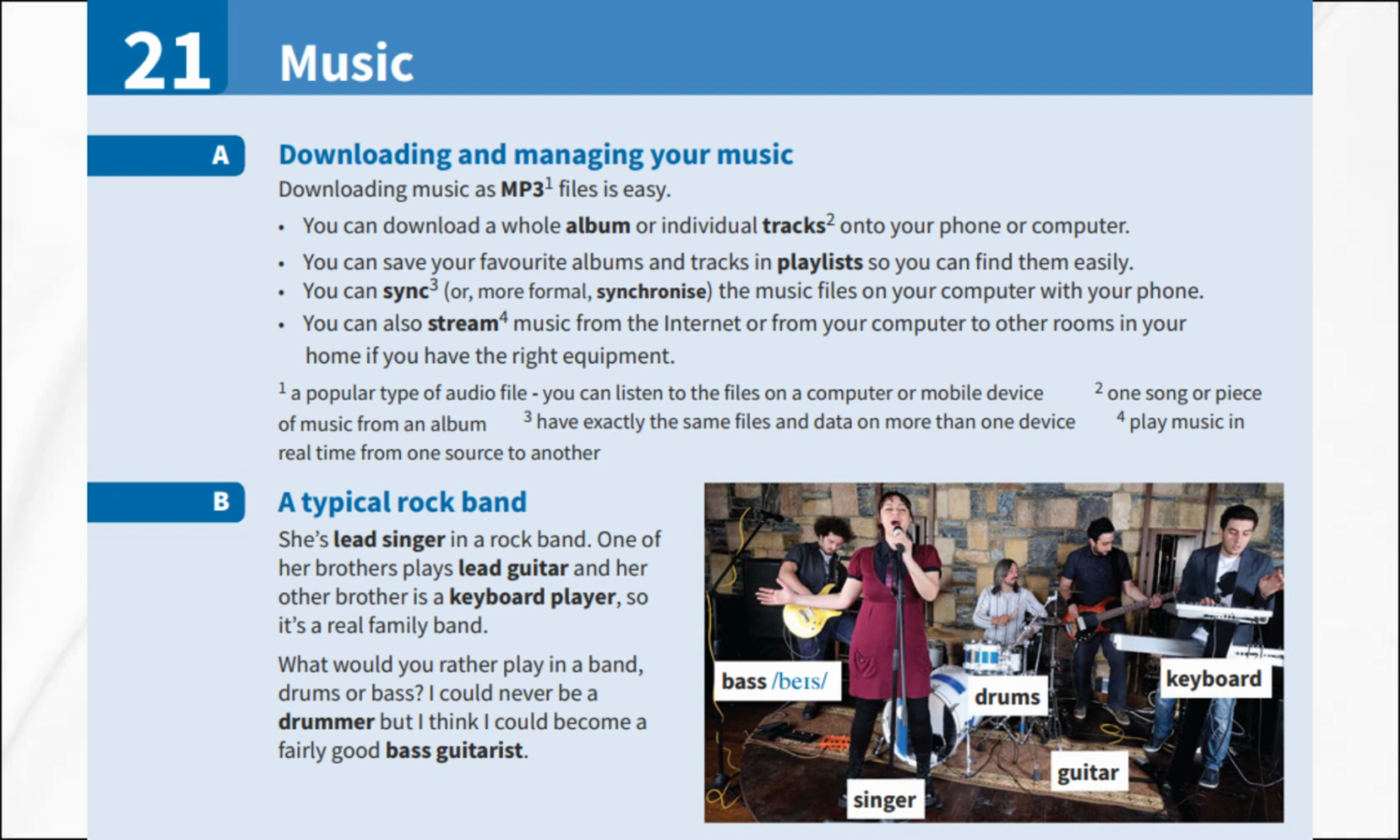Downloading and managing your music. First, let us talk about how we get and organize music today. Downloading music as MP3 files is very easy. You can download a whole album, a collection of songs, or individual tracks, single songs, onto your phone or computer. You can save your favorite albums and tracks in playlists so you can find them easily. You can also sync, or more formally, synchronize, the music files on your computer with your phone. This means having exactly the same files and data on more than one device.